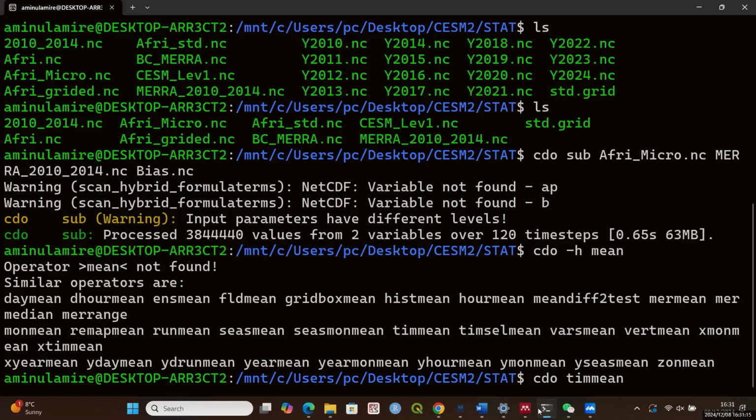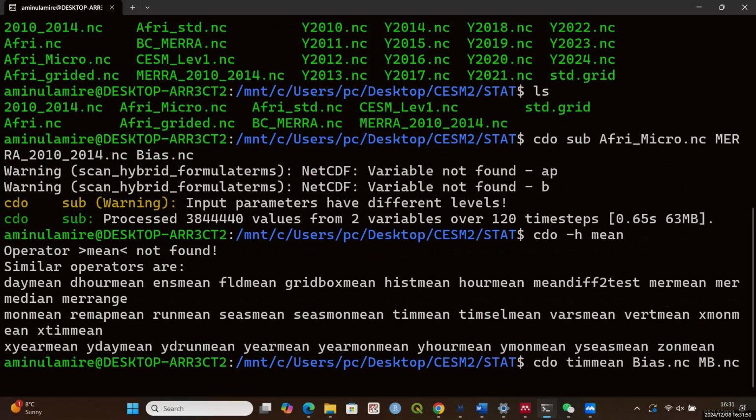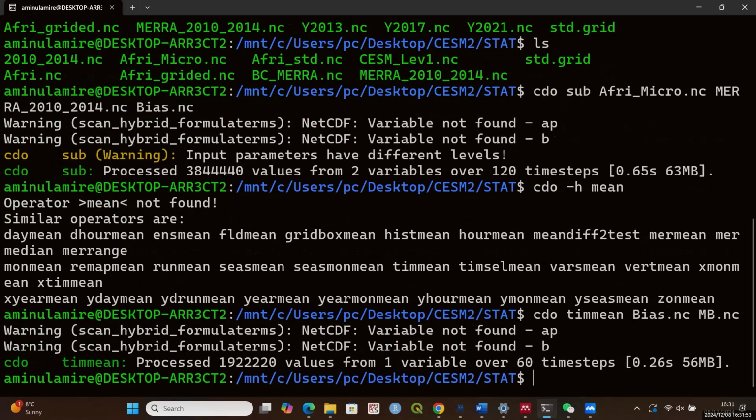Then our input file is the one that we just generated, the bias. Bias is just the difference between the two. So we copy this file name, write this bias, and then the output file name. We are calculating the mean bias, so we can label it as mean bias, or in short MB, then .nc. Okay, and then hit enter.